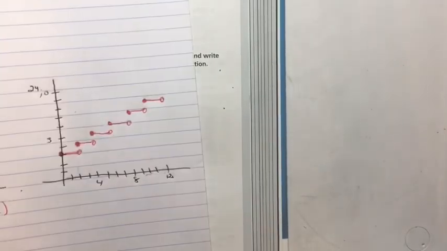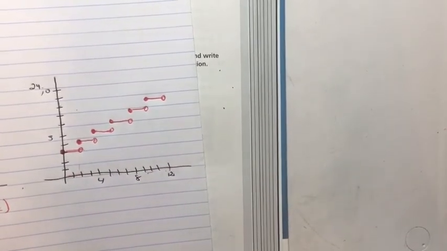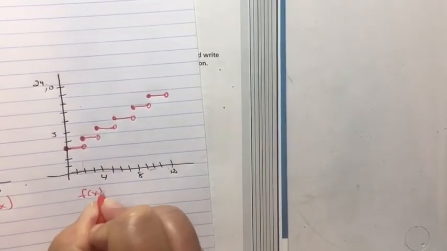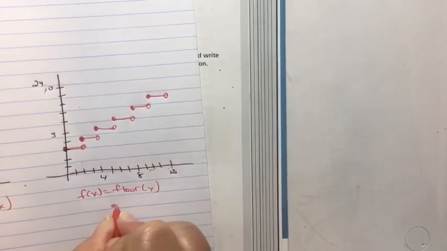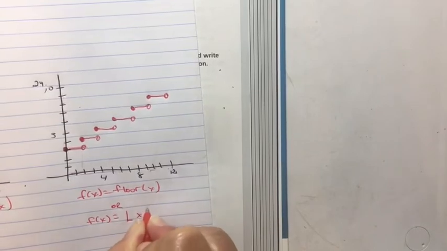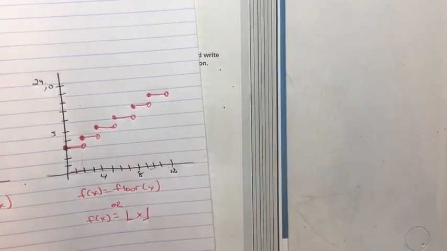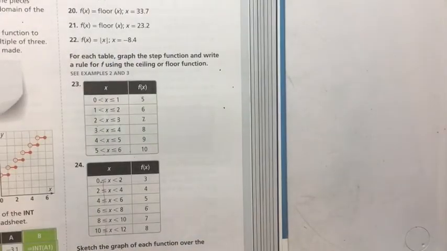And this is a floor function. Notice it's going down to the one that's included. So your function is the floor value of x, or f of x equals, and you can do the symbol for the floor function. Kind of strange, huh?